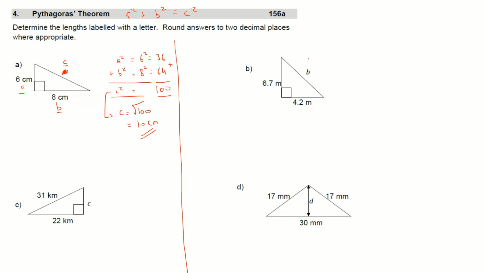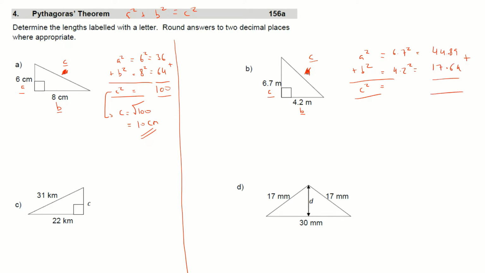Okay, then part B, again, this should be called C here. B, A, okay? So again, A squared add B squared is C squared. A squared is 6.7 squared. I have memorized this one. 6.7 squared is 44.89. B squared is 4.2 squared. I've memorized this one. It is 17.64.